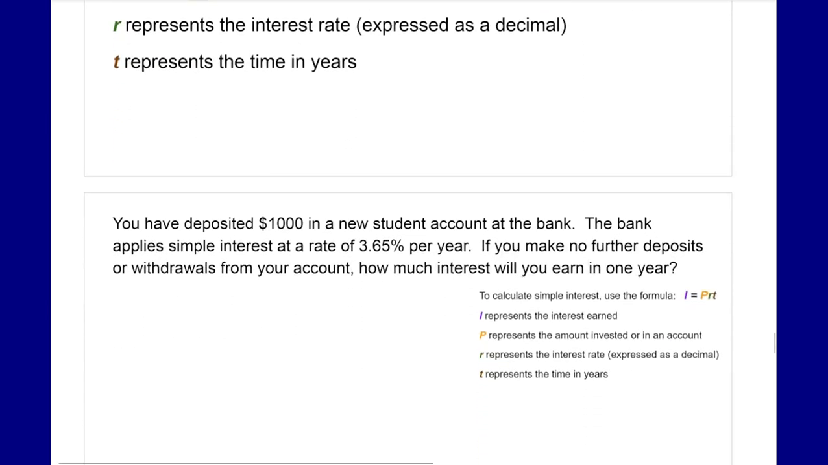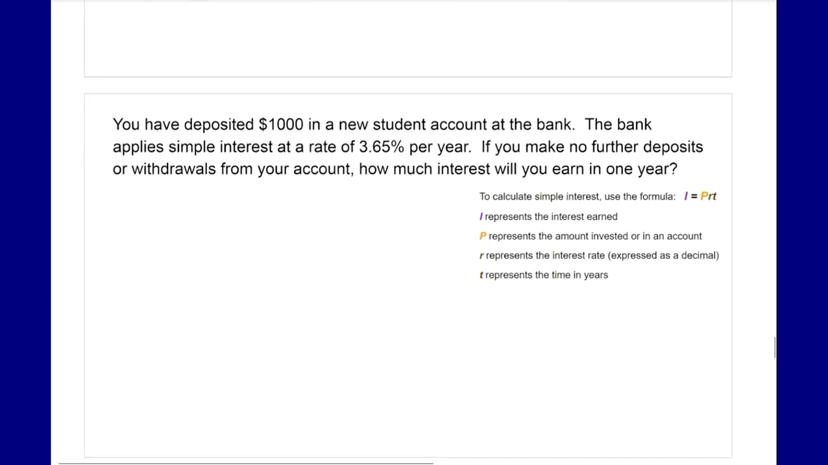We're going to go through and look at an example, right? So for example, you've deposited $1,000 in a new student account at the bank. The bank applies simple interest at a rate of 3.65% per year. If you make no further deposits or withdrawals from your account, how much interest will you earn in 1 year?